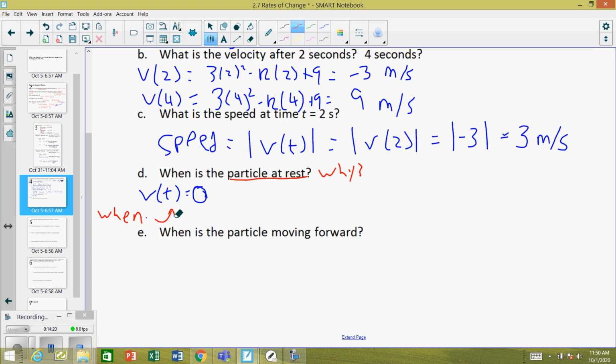So in this case, we know that v of t was 3t squared minus 12t plus 9. We're going to set that equal to 0. And we can solve that quadratic all day long. Let's divide everything by 3 to help us out at the beginning.